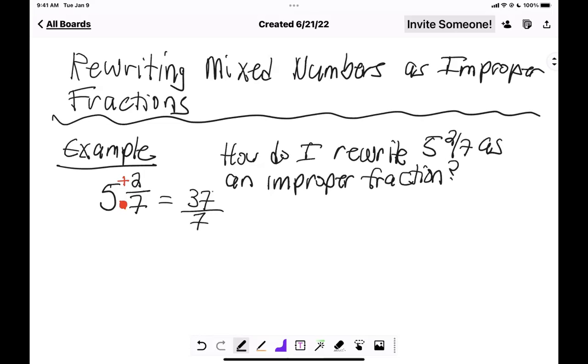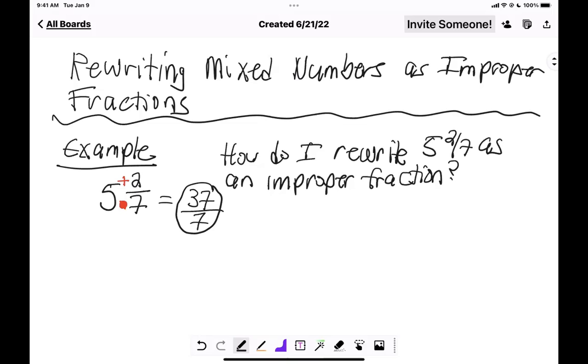37/7. That is now an improper fraction because the numerator is bigger than the denominator. That number is bigger than 1. So you take your denominator, you multiply it by the whole number, and then you add the numerator. And that's how you go from mixed to improper.